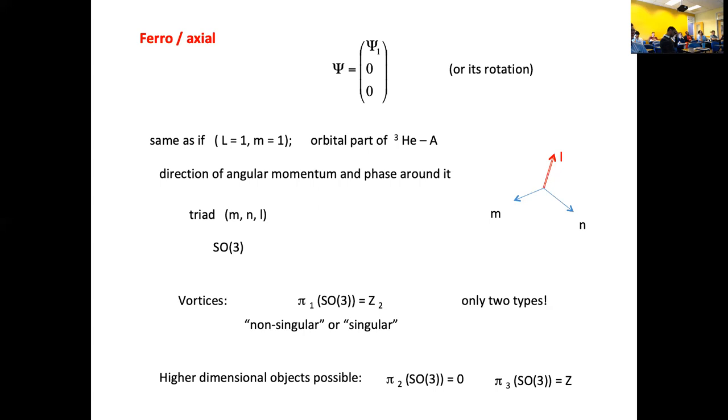Now, if I think about vortices, it's very different from the scalar case. I consider the map from the circle in space into my order parameter space, SO(3). It turns out that this is just Z2. So in other words, I don't have an infinite number of kinds. You can call it 0 and 1, and these obey the same algebraic rules as addition: 1 plus 1 is equal to 0, 0 plus 1 is 1, and so forth. So there are only singular vortices or non-singular vortices, 0 and 1. Further, that is different from the scalar case. Higher dimensional objects are possible. It turns out that pi 2 of SO(3) is always 0, but pi 3 of SO(3) is an integer, and it's the same as this group.